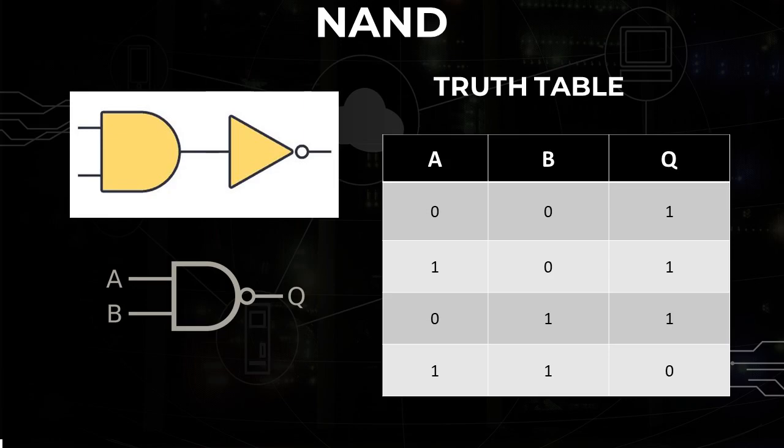When A is equal to 1 and B is equal to 0, the output is 1 because not all inputs are high. When A is equal to 0 and B is equal to 1, the output is 1 since not all inputs are high. When both inputs are 1, A is equal to 1 and B is equal to 1, the output is 0 as all inputs are high. In summary, the NAND gate outputs 0 only when all inputs are 1 and 1 otherwise.